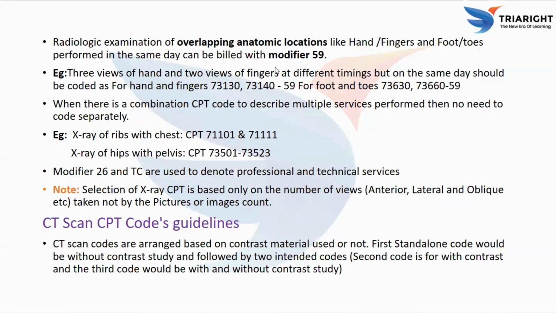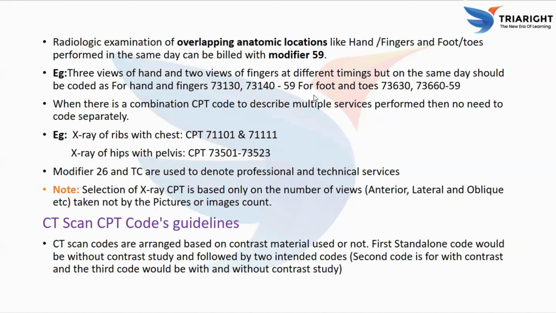Next, coming to overlapping anatomic locations. What does overlapping mean? Some body parts share anatomy, like hand and fingers, foot and toes. CPT often considers these related, so billing both on the same day can look duplicative unless you show they are distinct. Modifier 59 is allowed on the same day for different view sets with separate medical necessity, where they are distinct studies and not just extra pictures. Here's an example: 3 views of the hand and 2 views of the finger, X-rays performed on the same day at different timings.